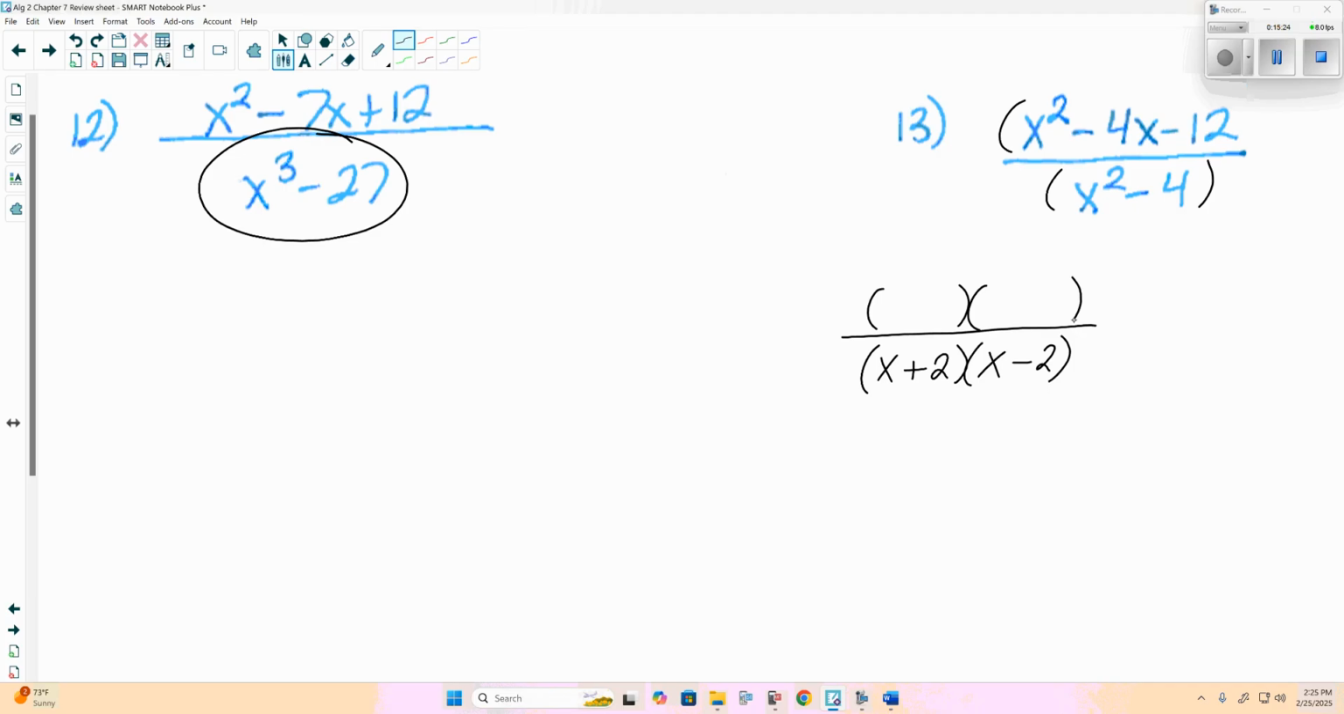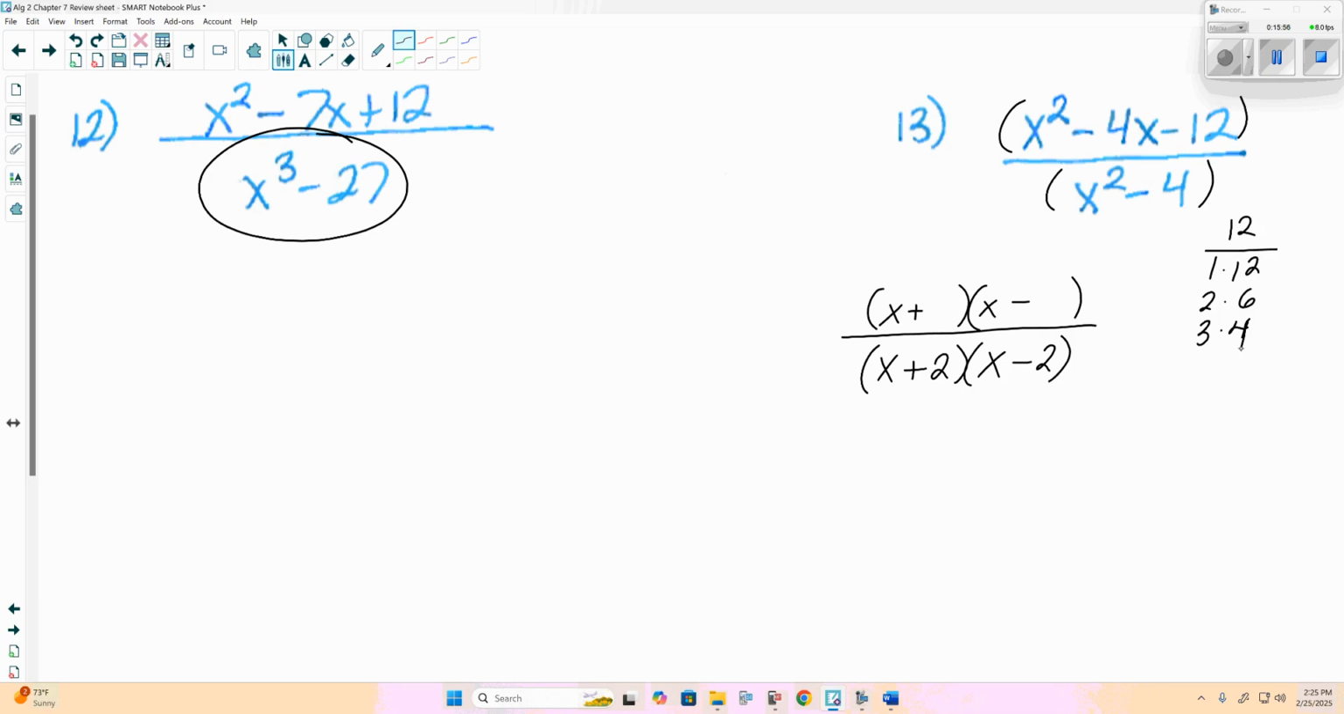Now, when we look at the top, x squared minus 4x minus 12, we need to factor it. Since the third term is negative, the signs are opposite. One's going to be positive, one's going to be negative. Factors of x squared are x and x. Now, our factors of 12 are 1 and 12, 2 and 6, 3 and 4. 2 and 6.